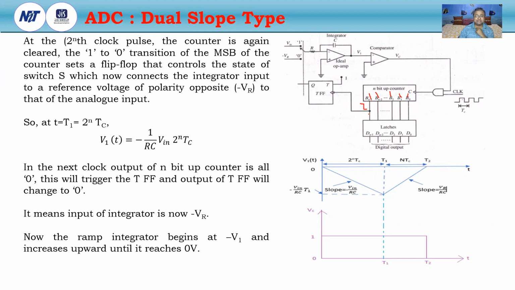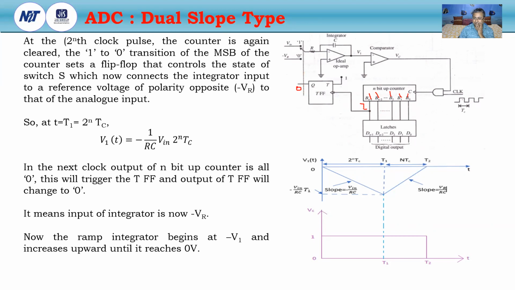If the 1 to 0 transition of the MSB bit of the counter, that is Bn-1, occurs, then the counter sets the flip-flop. That means the switch is now connected to the integrator input to a reference voltage of the opposite polarity of the Vin, that is minus Vr, because Q is equal to 0.